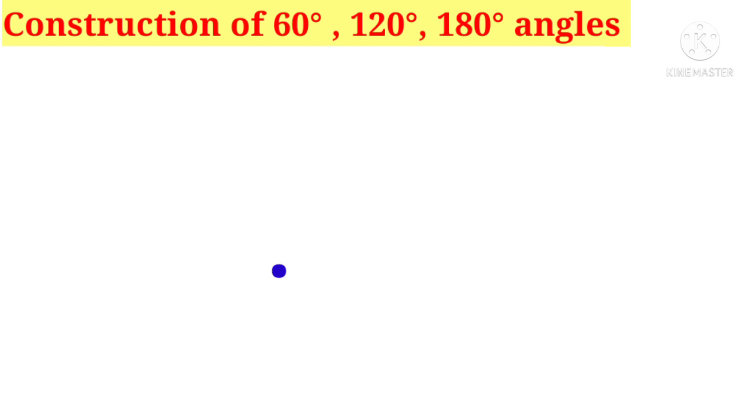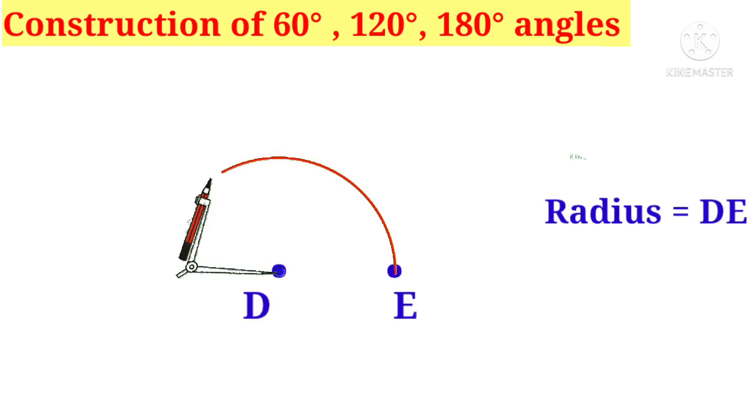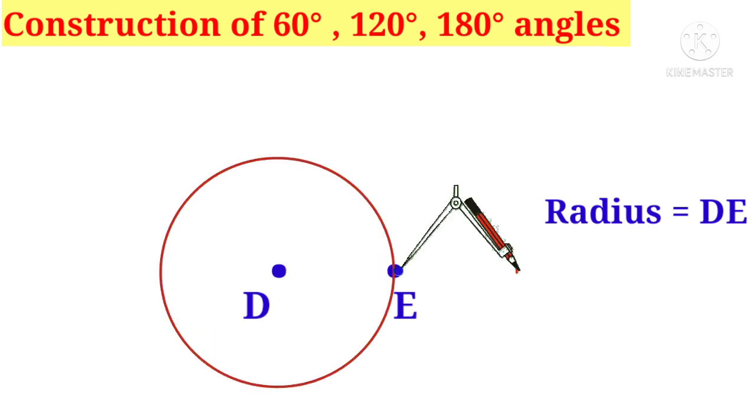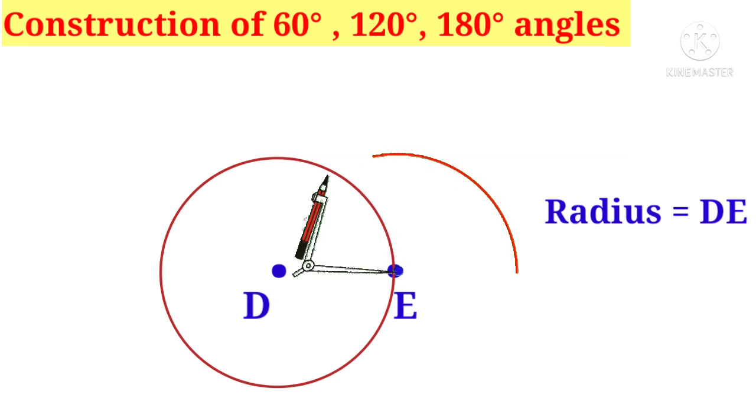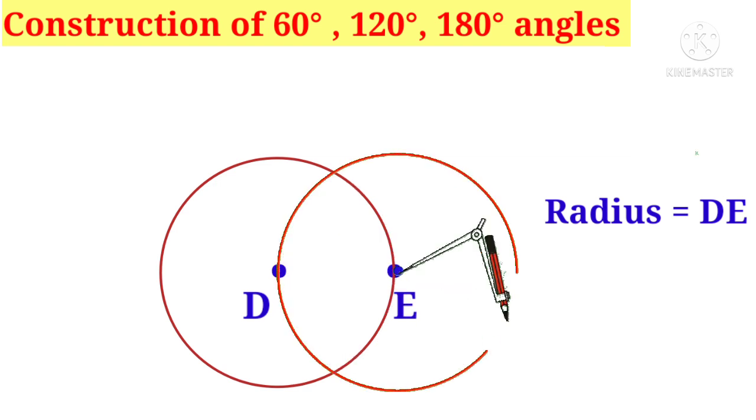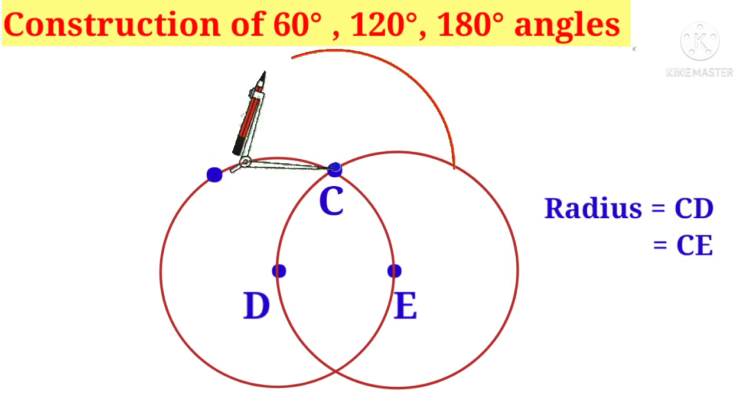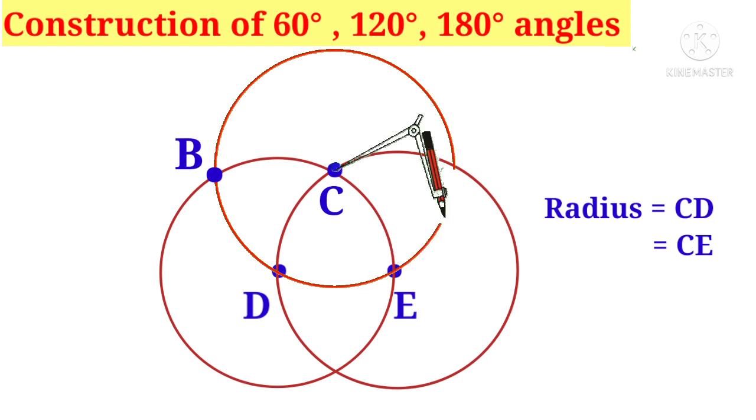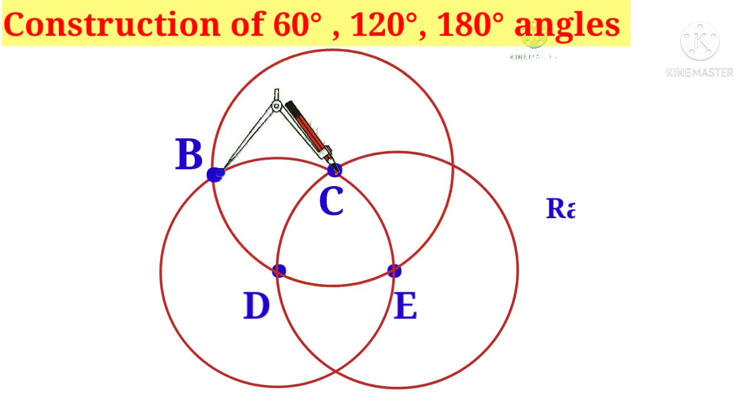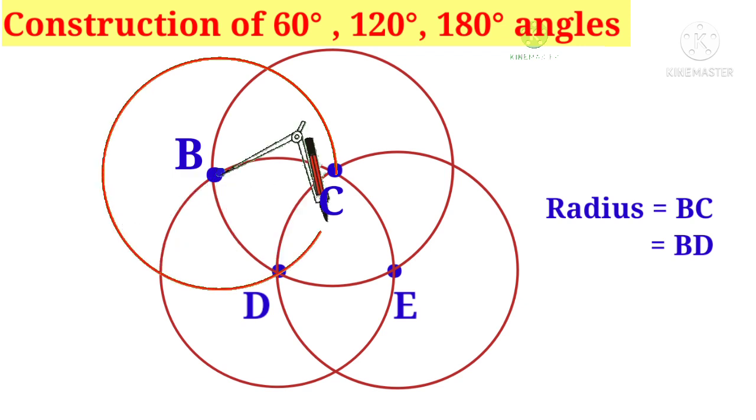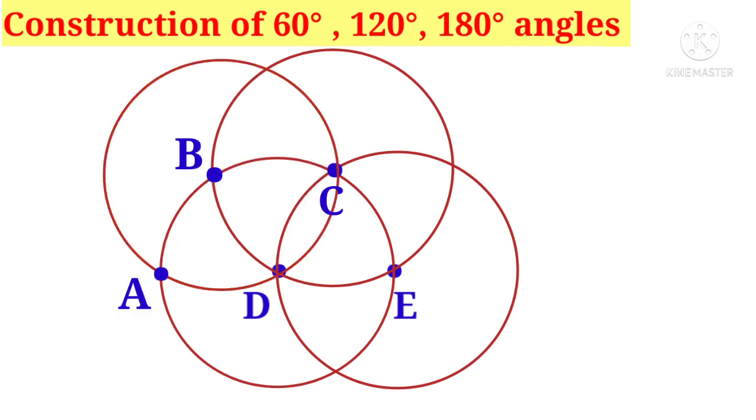For this, take any 2 points D and E. With center D and radius DE, draw a circle that passes through the point E. Now with center E and radius DE, draw another circle passes through the point D. Now the point of intersection of the two circles is C. Now with center C and radius CD, draw another circle. Now with center B and radius BC, draw another circle. Now the point of intersection of the last two circles is denoted by A.